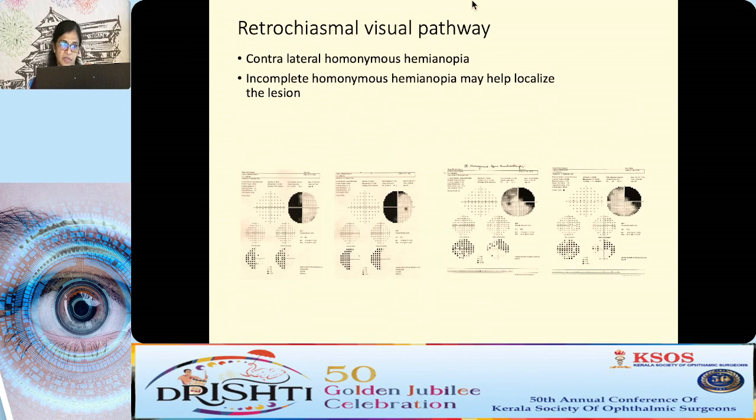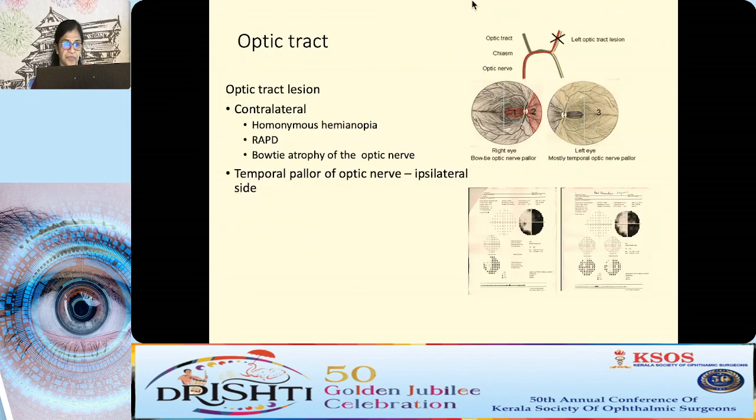In the retrochiasmal pathway, we get contralateral homonymous hemianopia. If the hemianopia is incomplete, it helps in localizing the lesion. If it is complete hemianopia, that just says that it is a retrochiasmal lesion. It can be anywhere from the optic tract, lateral geniculate body, optic radiation, or occipital cortex.